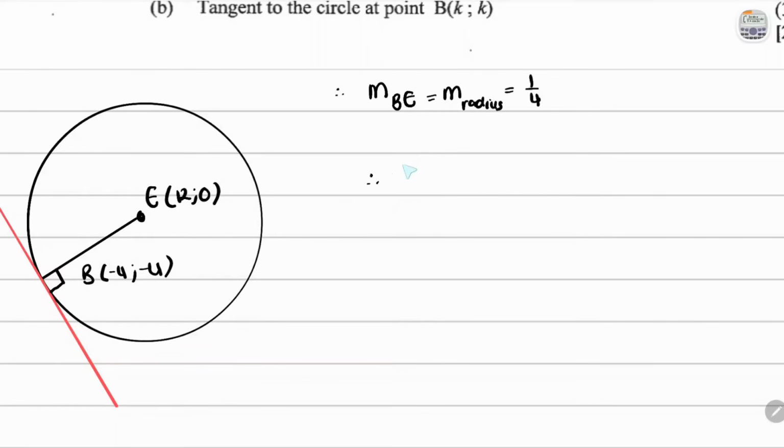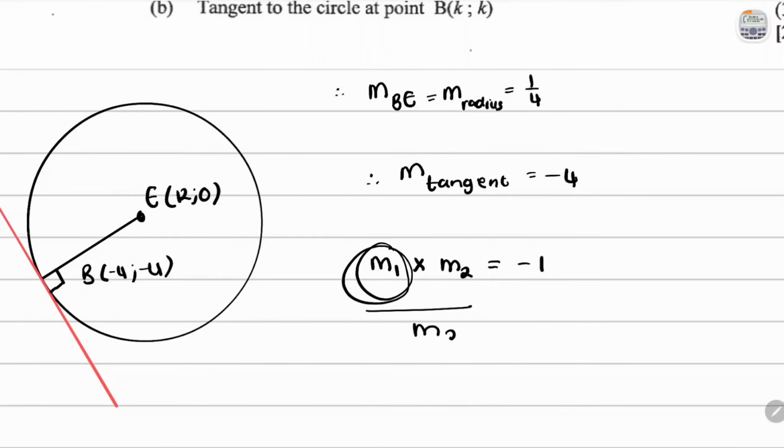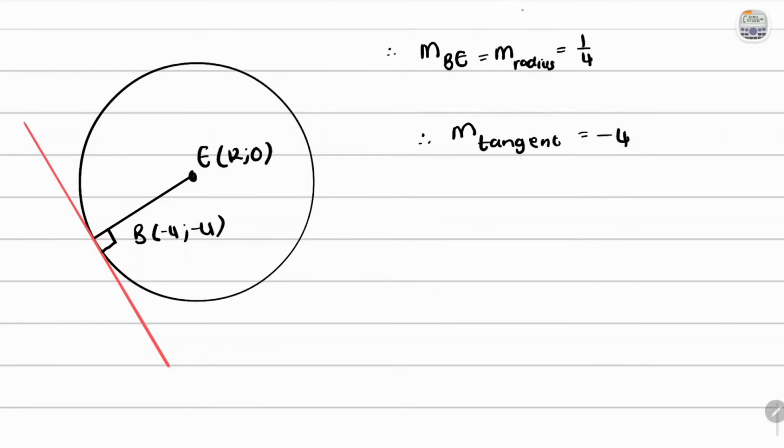So because the gradient of the radius is 1 over 4, this means that the gradient of the tangent would be, you would simply take this, switch the numerator and the denominator, and then multiply by negative 1. So if you switch, that is 4 over 1, and then times negative 1, it's negative 4 over 1, which is just negative 4. This holds the property that if you have perpendicular lines, then the gradient of one line multiplied by the gradient of the other line gives you negative 1. So if you want to find the gradient of one line, simply divide both sides by the gradient of the other line.